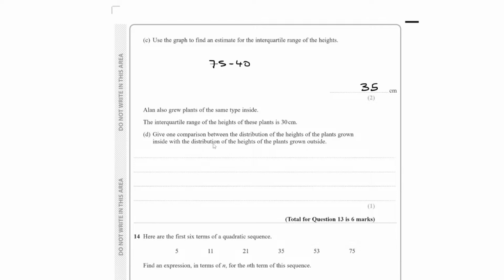In this case, they've only said give one. And given that I don't know the median of the inside plants, I'm obviously going to have to comment on the interquartile ranges, aren't I? So basically they're saying just compare the interquartile ranges. It seems too basic, but I literally want you to just say which one's bigger or which one's smaller. That's literally it. So it's not going to let me type it, I don't think, but relate it to the context though. Use the words of the context that they've given you.